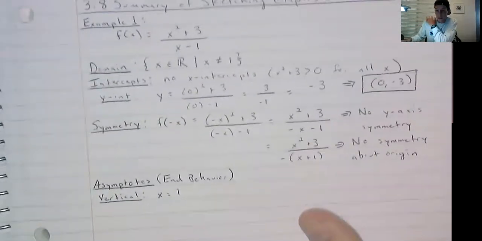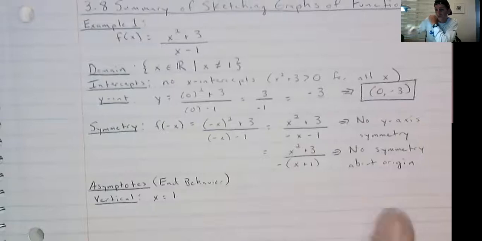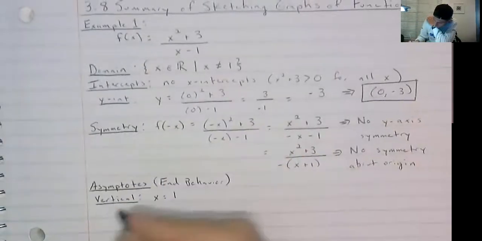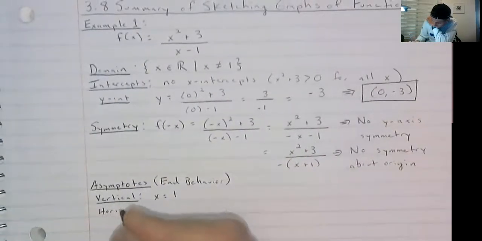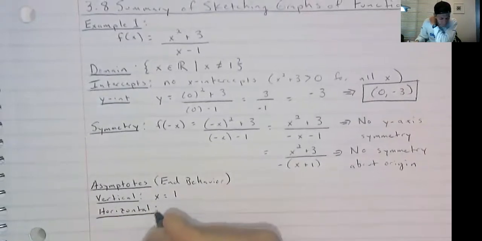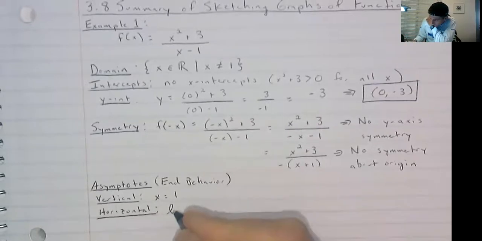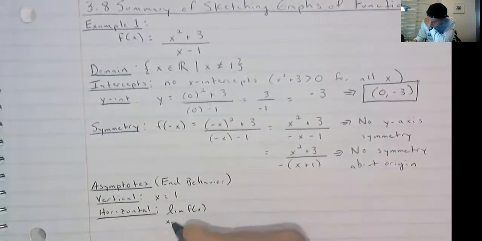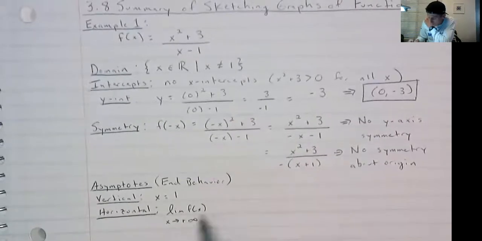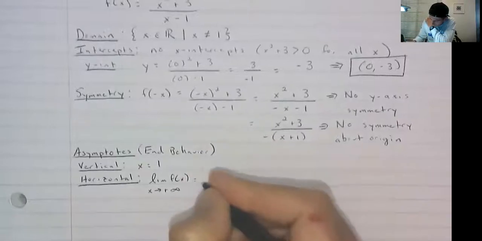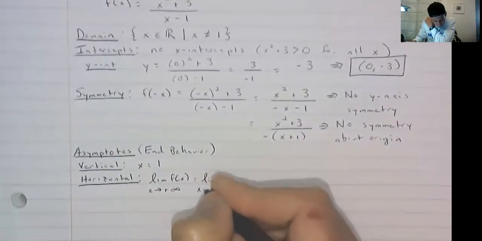Horizontal. We're going to test. Horizontal just means what are we doing as x gets really big, and what are we doing as x gets really small? Is it approaching some value? So horizontal means limits at infinity. The limit of f of x as x increases without bound. So this is a limit at infinity.